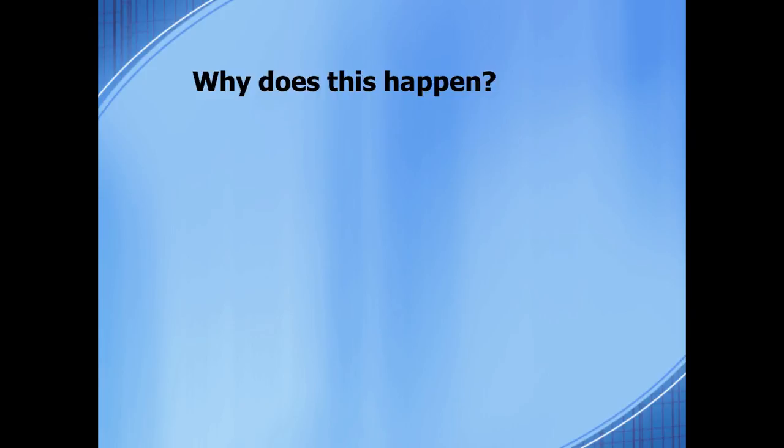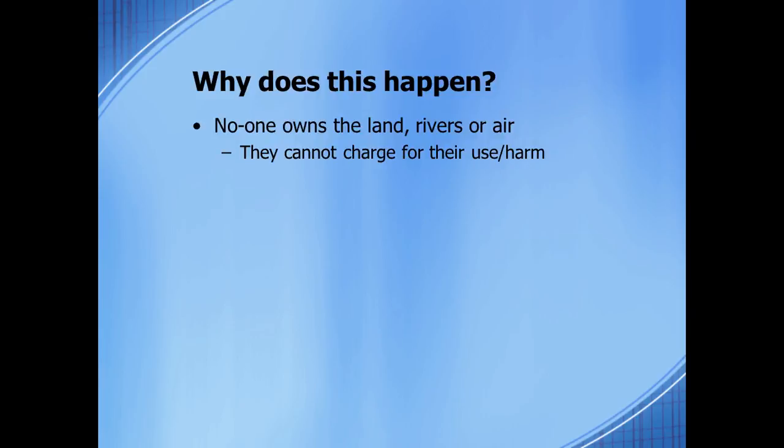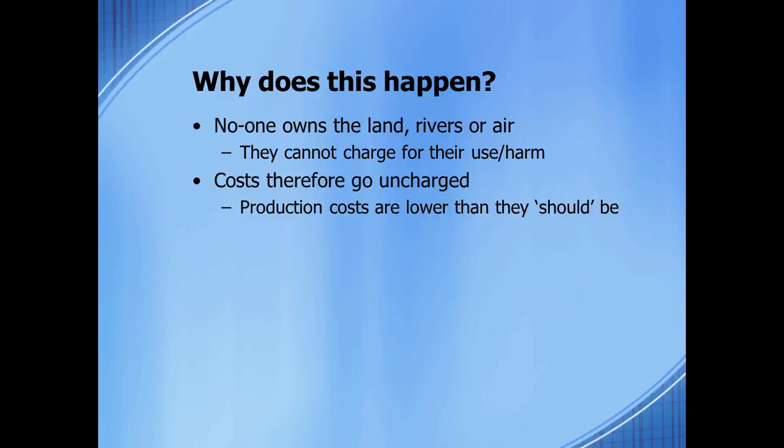Okay, well, why does it happen? Well, the problem is no one actually owns the land, the rivers or the air, and therefore no one economically can charge for them or charge for the harm that's being done to them. I mean, if you harm something I own, or my land or my services, I can punish you by charging you for it. But if no one actually owns a product or a service, it's very difficult to charge, and therefore these costs go uncharged.